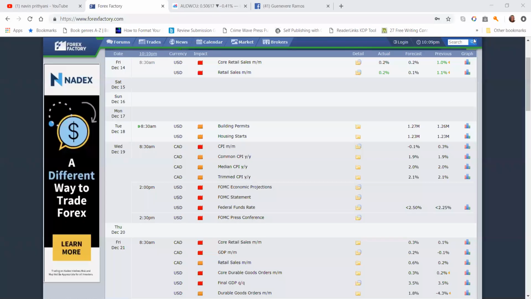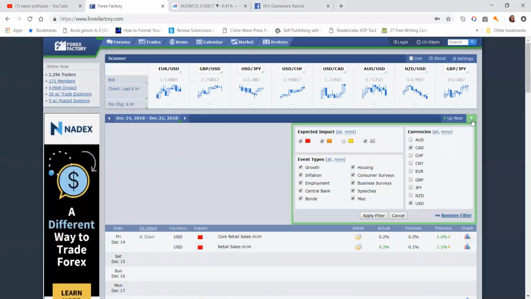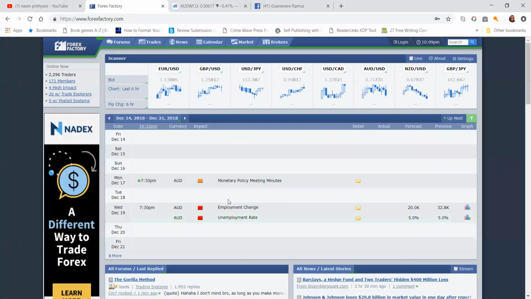All right, I was going to check and see if we have any AUD news coming out this week. I like to mark up each currency by itself to see what that currency is going to do. We have AUD news on Wednesday, so if you're trading any AUD pairs, you could definitely see some action on Wednesday.